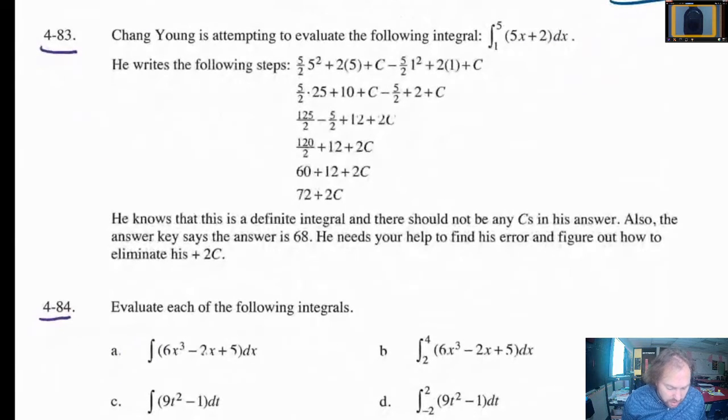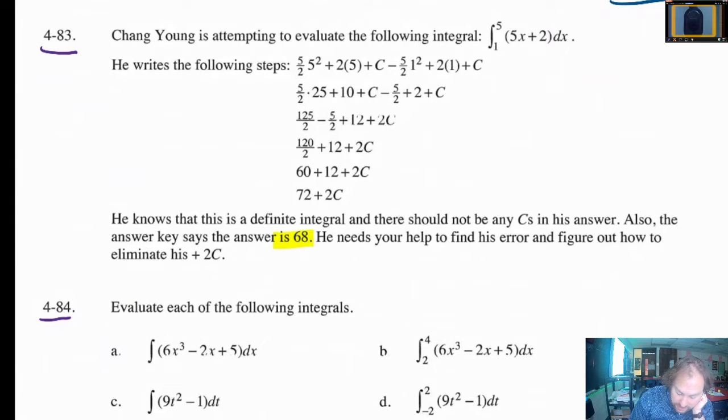Here we have Chang Young attempting to evaluate the integral from 1 to 5 of 5x plus 2, and here are all of his steps. He knows this is a definite integral, so there shouldn't be any plus c's in the answer. Also, the answer key says the answer is 68. He needs your help to find the answer and to figure out how to eliminate his plus 2c. So let's see what he did here. When he did the integration, let's see.